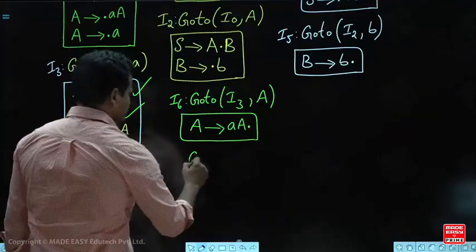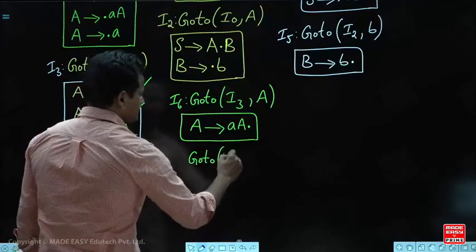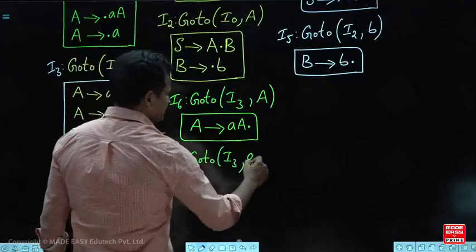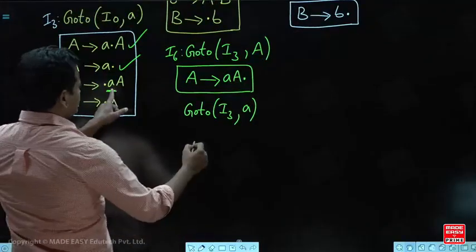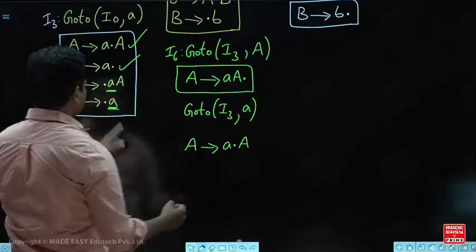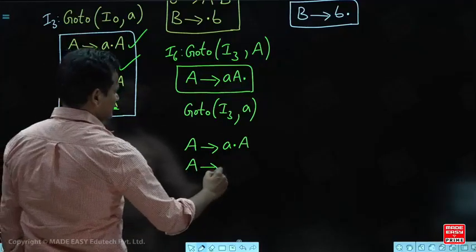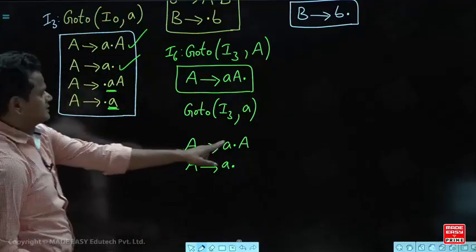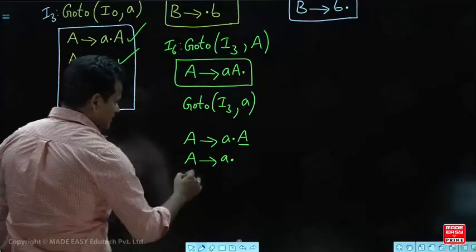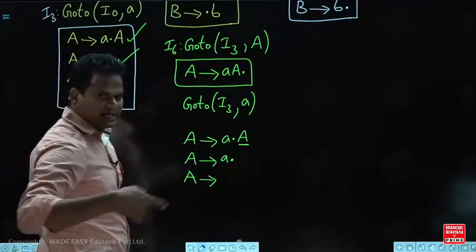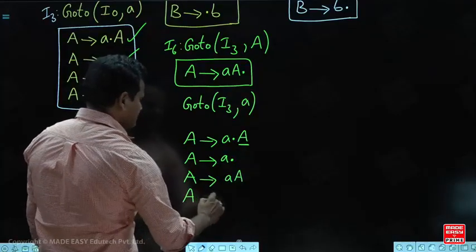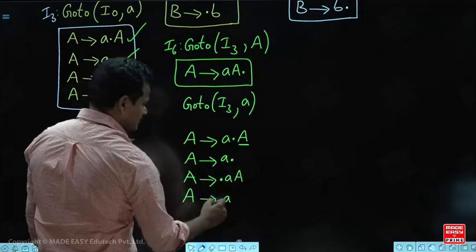I am writing go to of I3, the name of this is I3. And what is the shift symbol here? A. Guys, look at this. What is the meaning of go to for this? Just move the dot. Okay, moved. And for this, move the dot. Okay, I have moved. For this one, have you observed dot after a non-terminal? Whenever there is a dot after a non-terminal, you must add every production of that non-terminal. A has two productions, one is AA and the other one is a. So you must add every production of A by placing the dot.